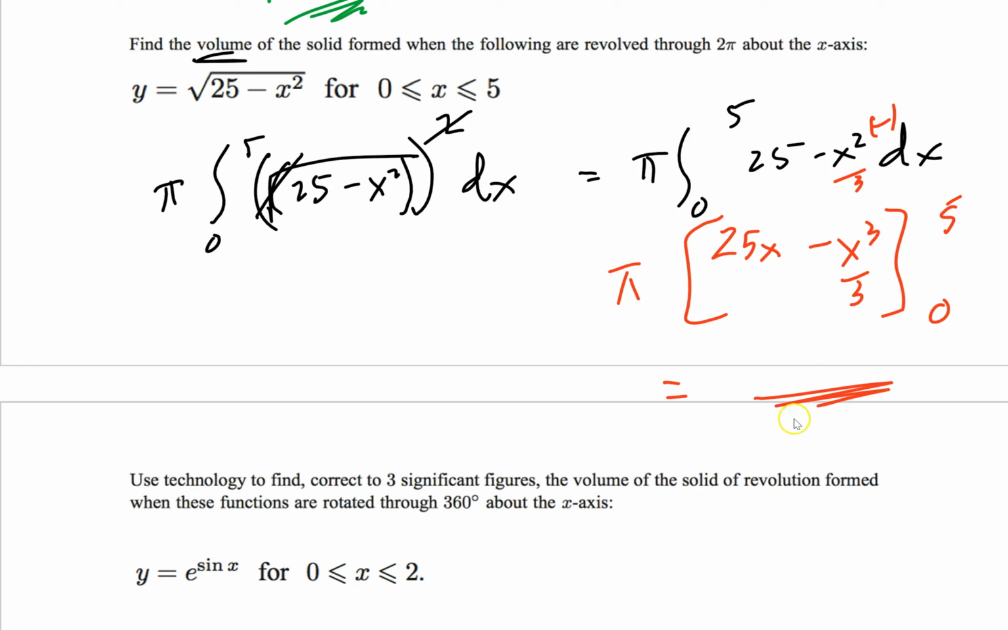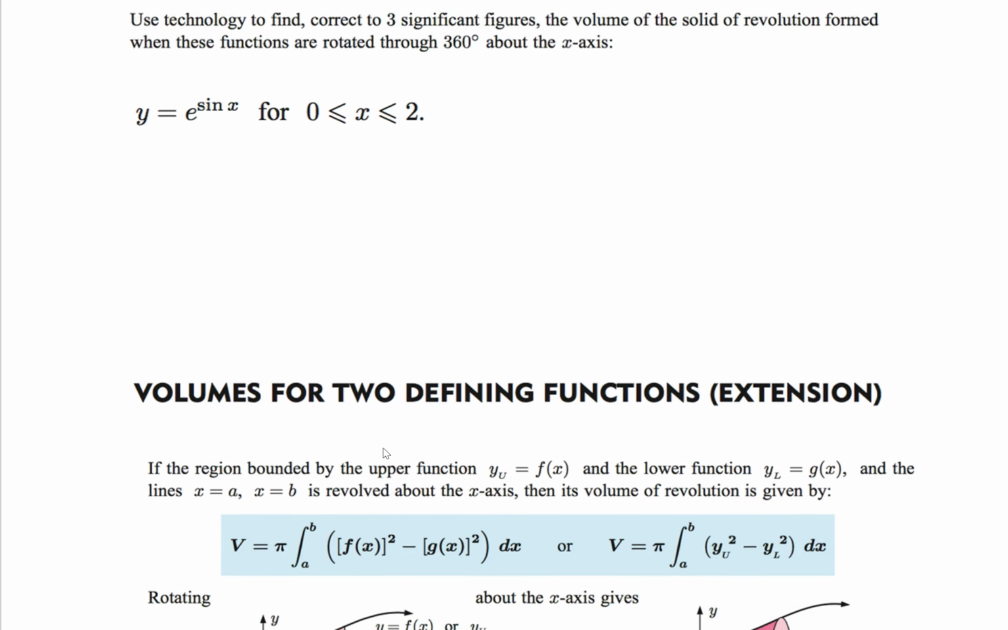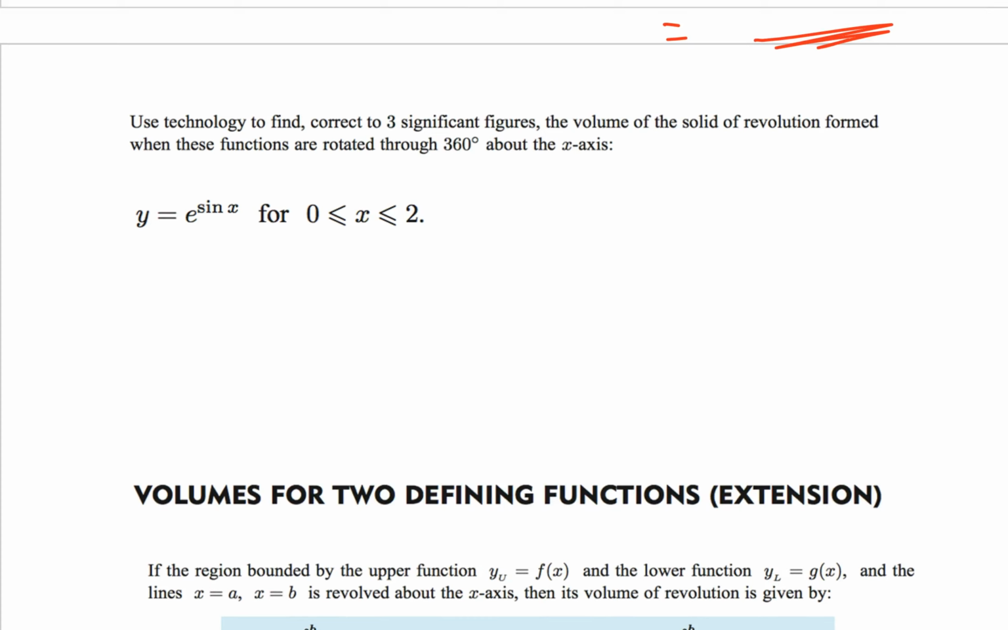I care more about the idea though, right? That's how the idea how to do it. We can also do this with the calculator. Use technology to correct to 3 sig figs. Again, it's volume, so all we're going to do is plug this in our calculator.